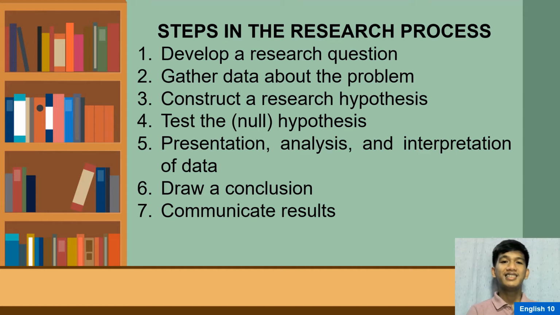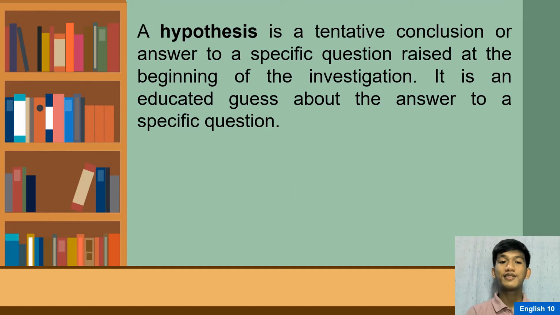Now we move on with the different terminologies. Here is the first terminology in research that we're going to talk about. We have hypothesis. A hypothesis is a tentative conclusion or answer to a specific question raised at the beginning of the investigation. Earlier, when we talked about the research process, the first step is developing a research question. For that research question, you gather data about the problem and then you construct or formulate a research hypothesis. As it is said here, the research hypothesis is a tentative conclusion or solution or answer to the research question that you have at the beginning of your research.